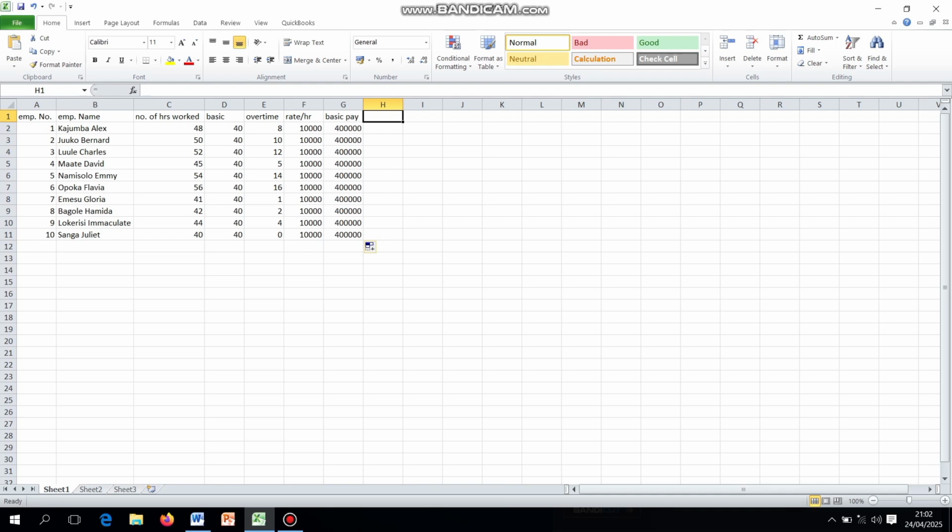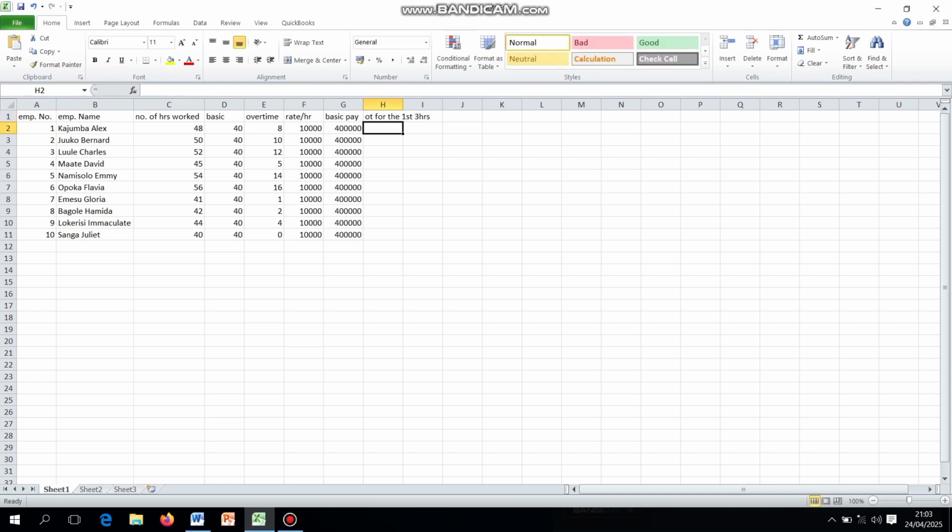So I'll come to the next part, which is the overtime. But the problem I'm having here is that overtime was given to us in two parts. There's overtime which is for the first 3 hours, and the last one which is for the excess hours. So for this one, I'm going to do overtime for the first 3 hours.